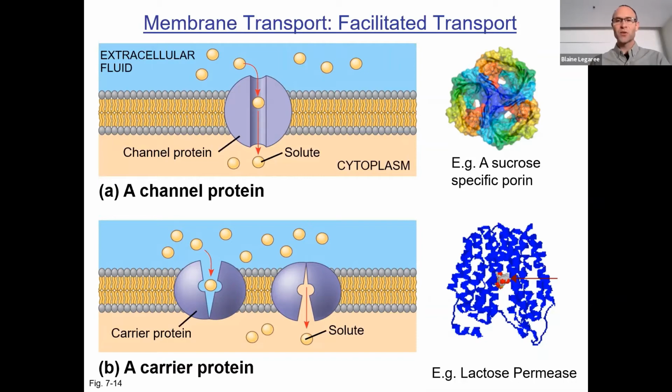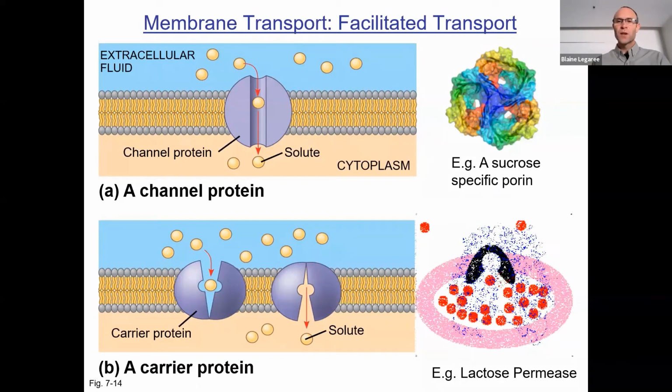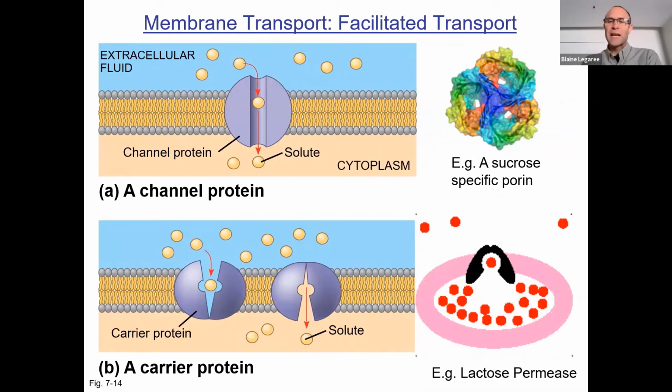I have a little animation to show you how this works. You can see the molecule is going in and hinges and goes out. Unfortunately, this little animation is going backwards because E. coli wants to eat lactose. It doesn't want to release lactose to the environment, but you get the idea. The protein hinges and allows the substance to go in and out.